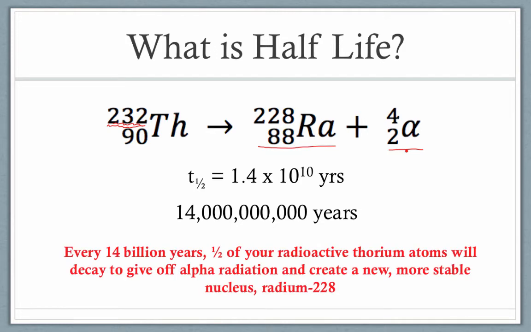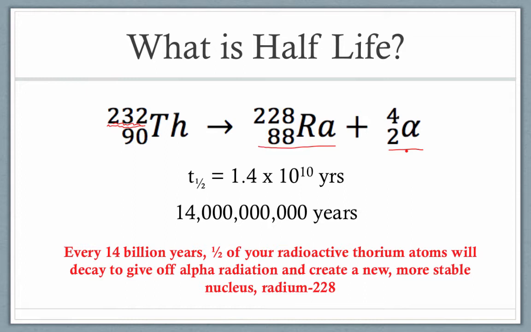Now, if you want to write that down, we have that same thing written down here in red. Every 14 billion years, one half of your radioactive thorium atoms will decay. They'll go away, and they'll give off the alpha radiation that they do and create the new, more stable nucleus, radium-228. So that takes 14 billion years. Now, in the next 14 billion years, we're going to lose half of our thorium atoms again.